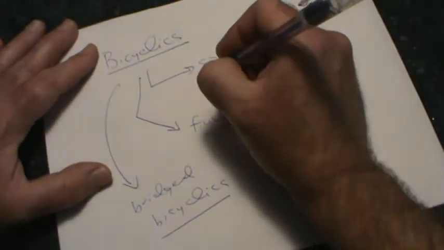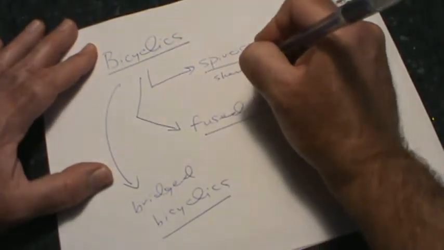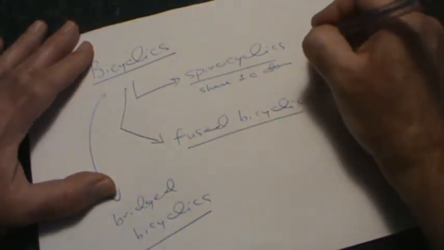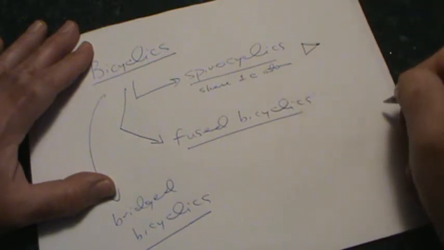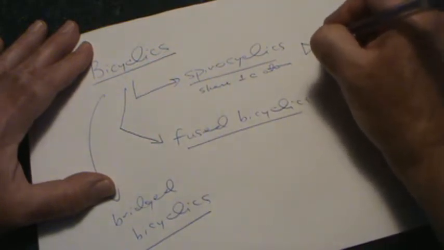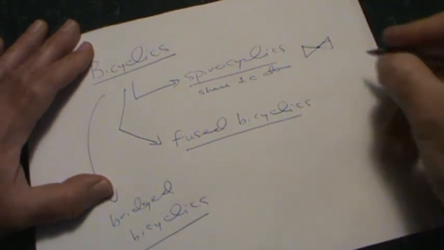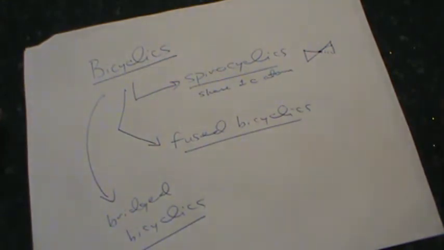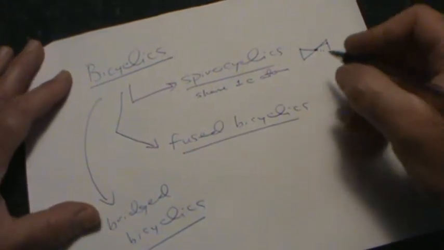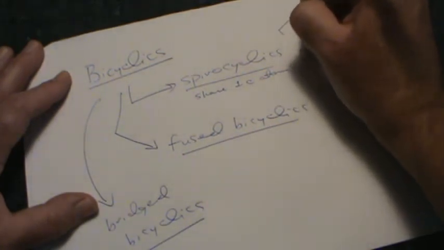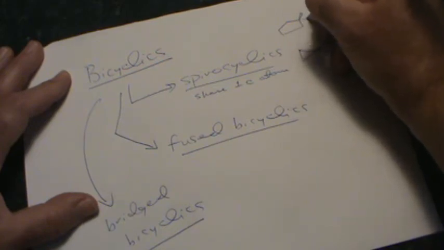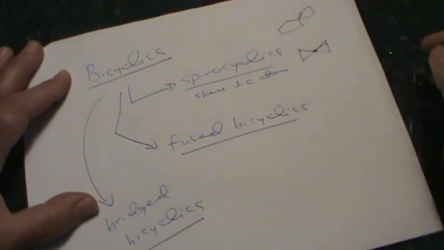The spirocyclics share one carbon atom. In other words, we have two rings. Let's say one is a cyclopropane and the other is a cyclopropane. Yet they share this one single atom. This would be an example of a spirocyclic compound, and it looks a bit like a bow tie. It's possible to have many different types of spirocyclics. We could have a 5-membered ring fused to another 5-membered ring in which they share one carbon atom.